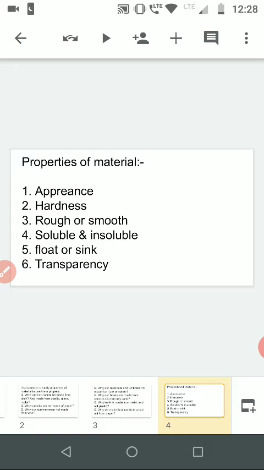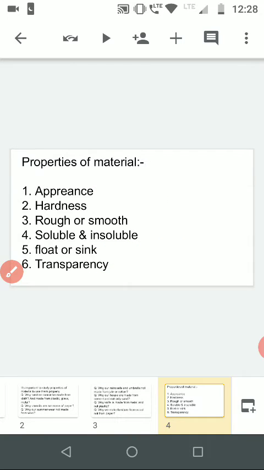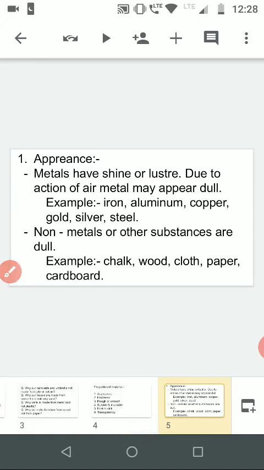So what are the different properties of the materials? The first is appearance, how they appear, whether they appear shining or dull, rough or smooth. All these come under the appearance of the material. Hardness, whether they are hard or soft, whether they are soluble or insoluble, whether they float in the water or sink in the water, or transparent or opaque. So these are the different properties of material. Let us see further. First, appearance.